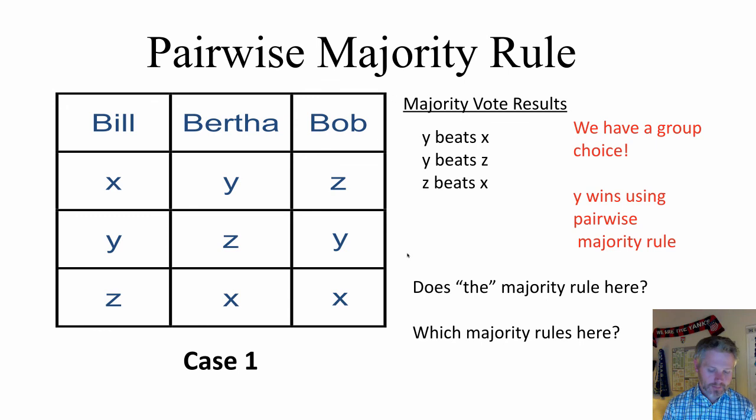All right. So when we do group choice, we're going to find there are a lot of weird things like that. They're going to start coming up.